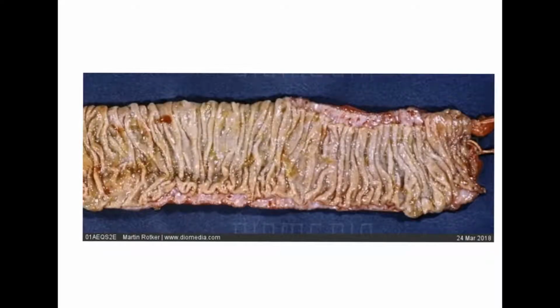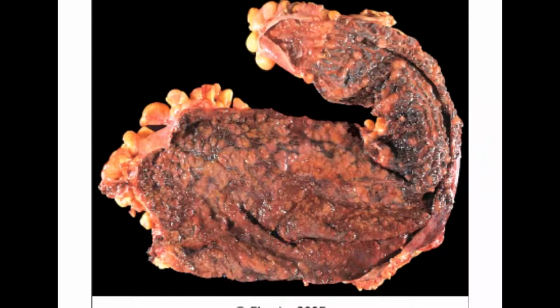This is a gross appearance of a normal colon, and you notice that there's no swelling, no erythema. You have normal folds here. This is a very healthy colon. This is a colon that has a lot of inflammation going on. All these, the black areas, the red areas, this is all signifying inflammation.